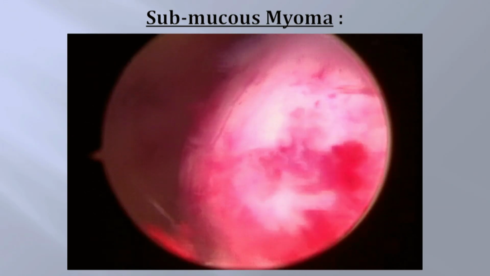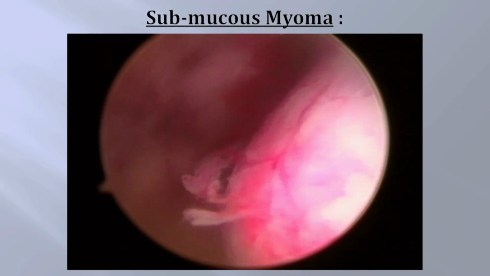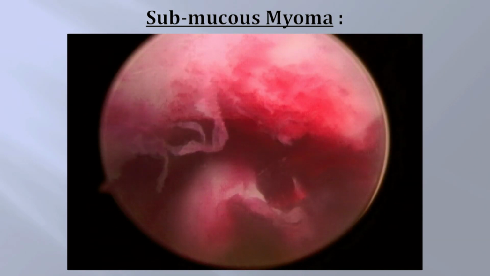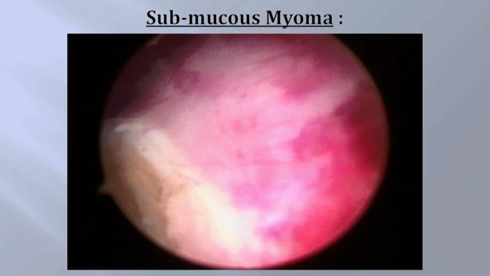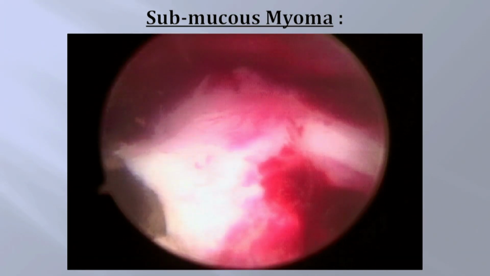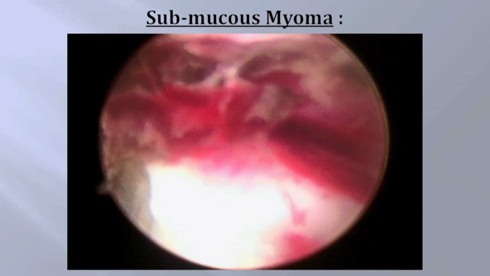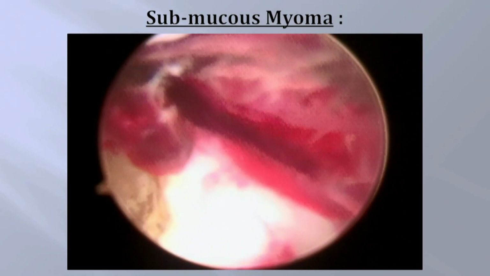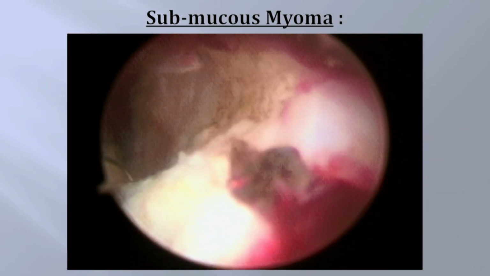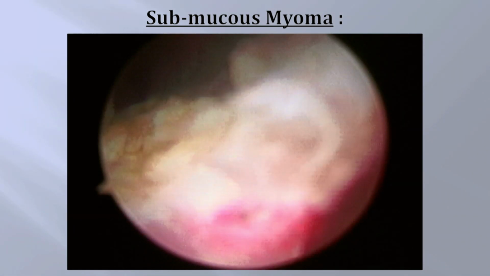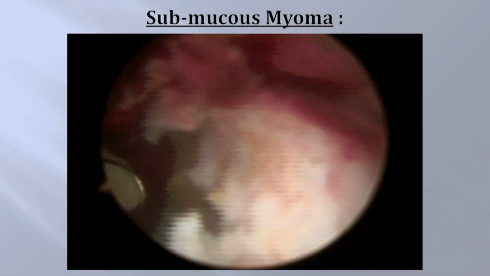Here a large submucous myoma is seen, in which resectoscopy is used and the fibroid is being cut in pieces. Nowadays glycine is not used. With the advent of bipolar resectoscopes, we are using normal saline for this procedure with fewer complications. Here, piece by piece, the fibroid is being cut.